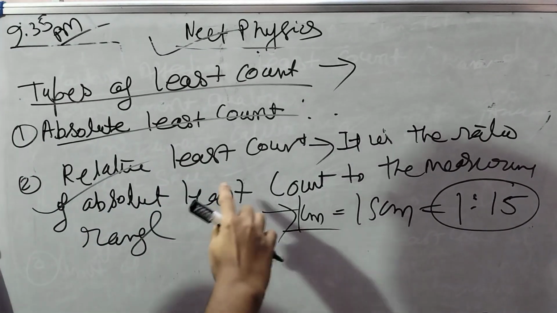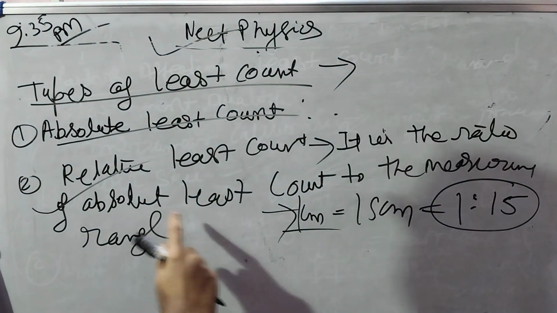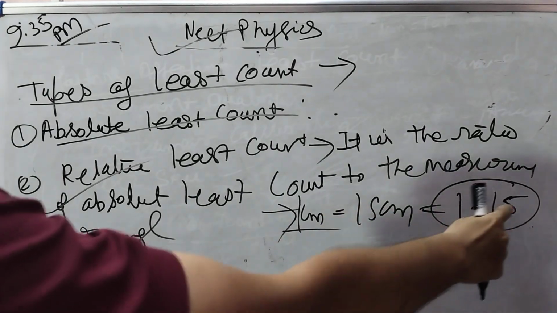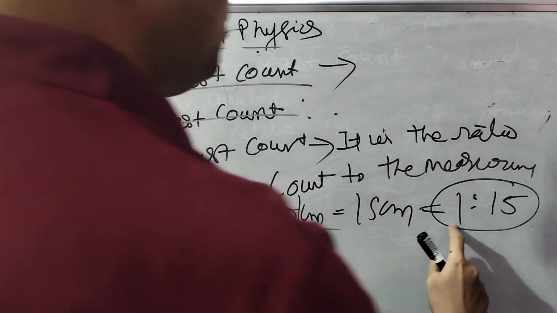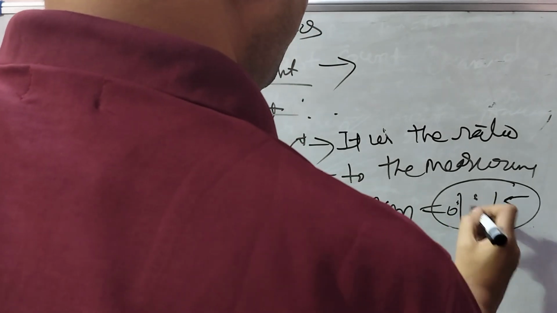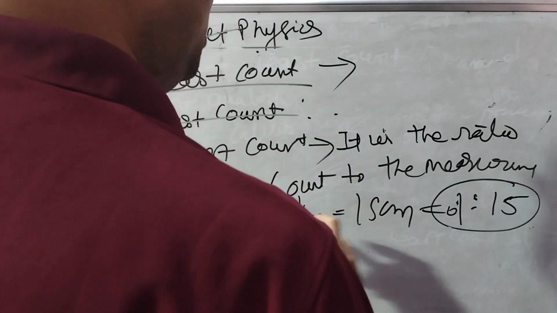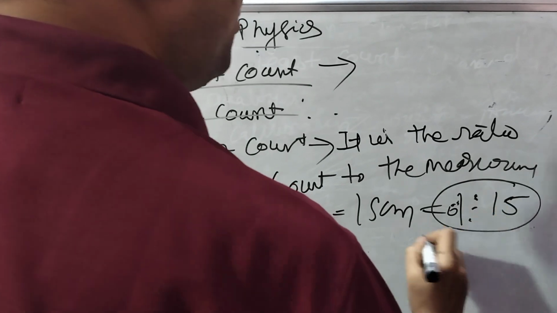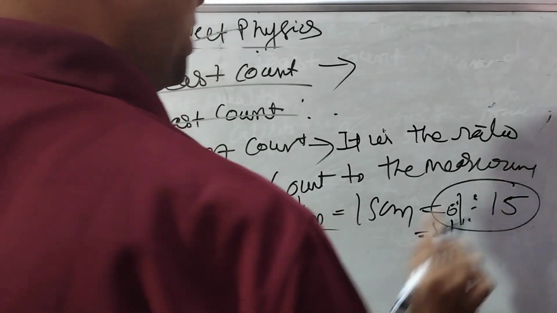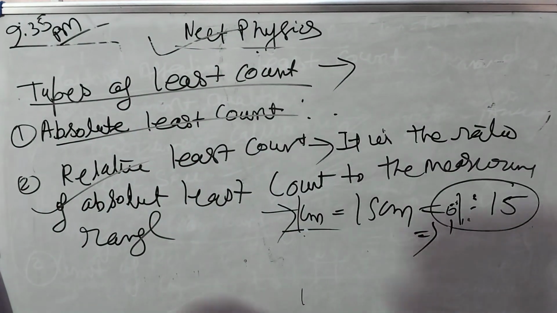Simple. Least count, it is the ratio of the absolute least count to the measuring range. 1 centimeter to 15 centimeter, meaning 0.1 centimeter. It is not 1 centimeter, it is 0.1 into 15. That comes to 1 by 10. Okay, this is the point. It is a ratio.